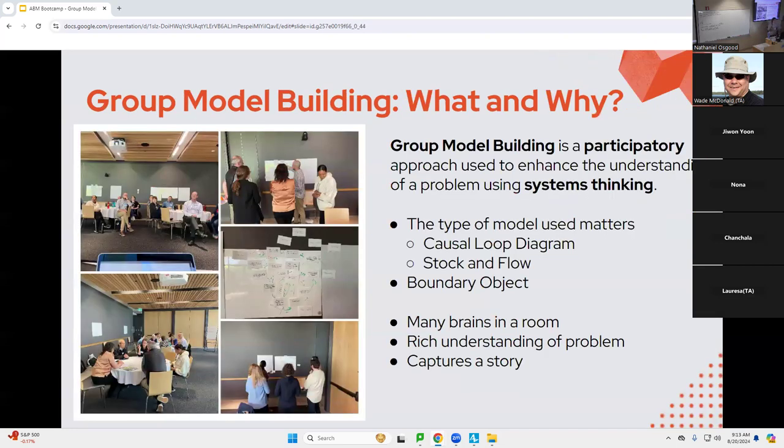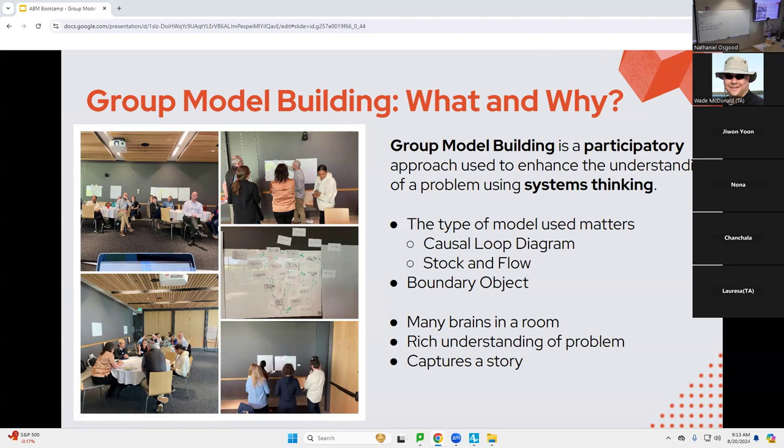So, group model building: why, and where does it land in this whole world of systems thinking that we're talking about today? Group model building is a participatory approach, and it can be used to enhance the understanding of a problem. It's a systems thinking approach that helps tease problems apart so that you can get a better understanding of a picture as a whole.